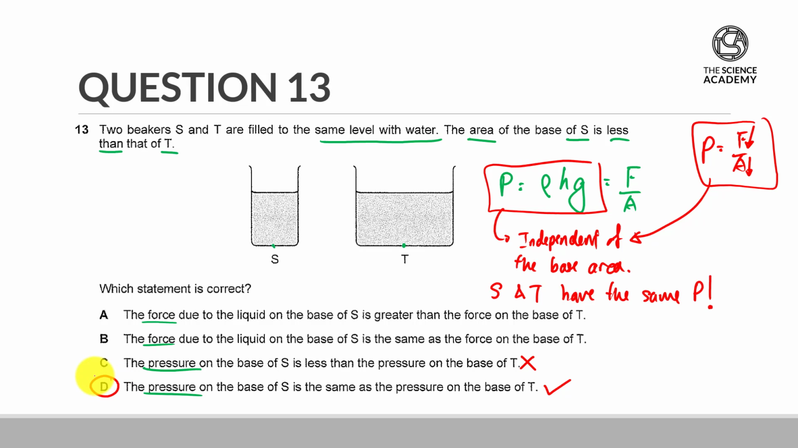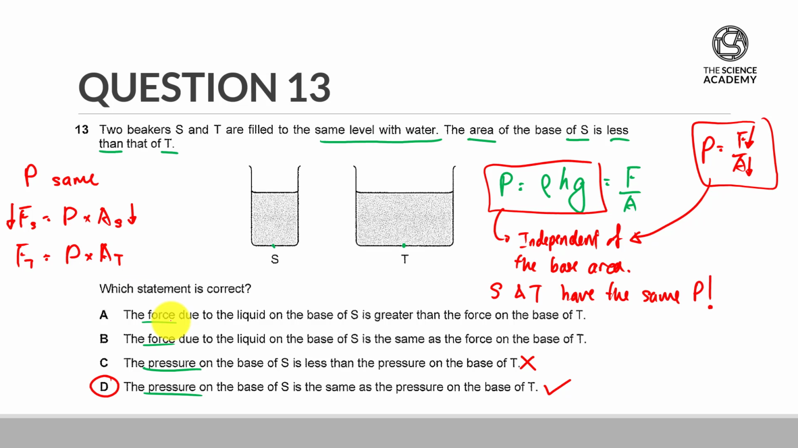Now, for the sake of being thorough, let's just check through the answers of A and B. So, because the pressure is the same, this would mean that the force on S is going to be equal to the pressure times the area of S. And the force of T is going to be equal to the pressure times the area of T. Now, because the area of S is smaller, this would mean that the force on S is smaller than that of the force of T.